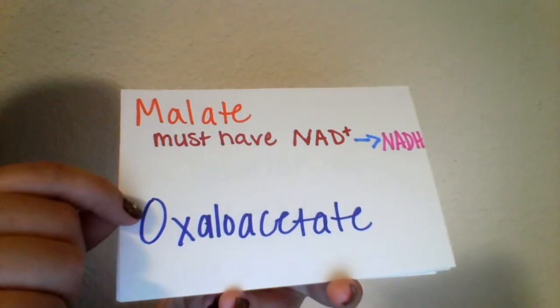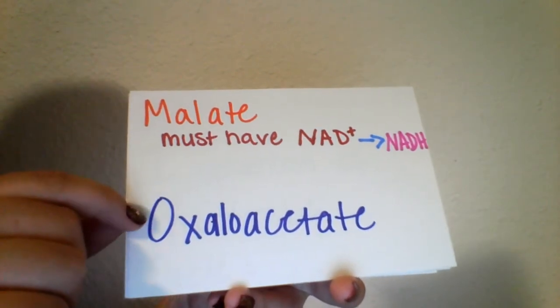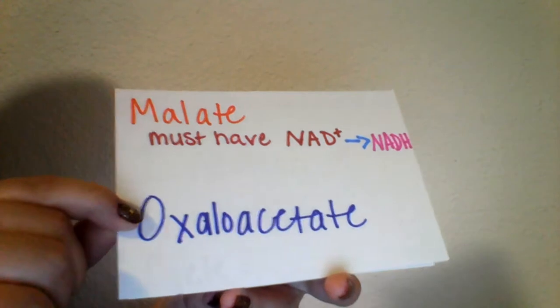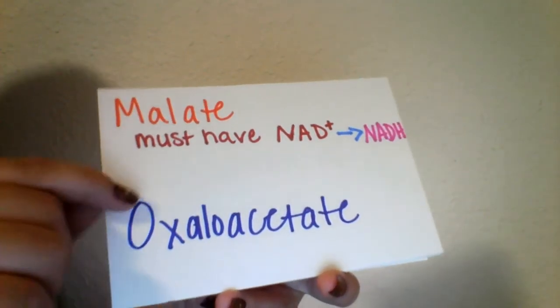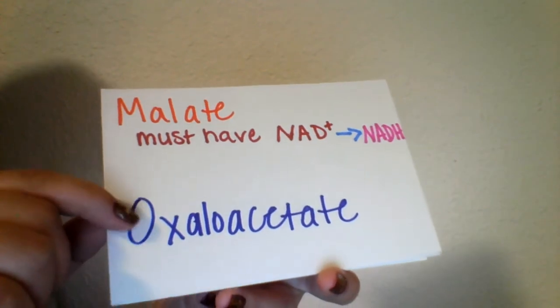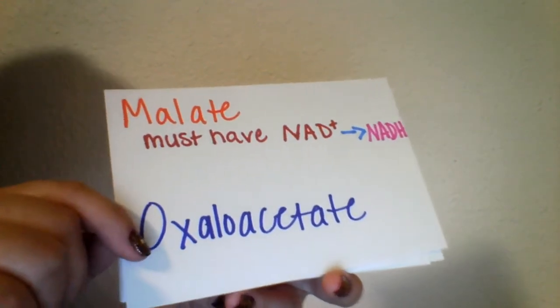It is important in this step because of this. The oxaloacetate can then be used for the second cycle of the Krebs cycle, which can be used with the second acetyl-CoA that you created in the very beginning.